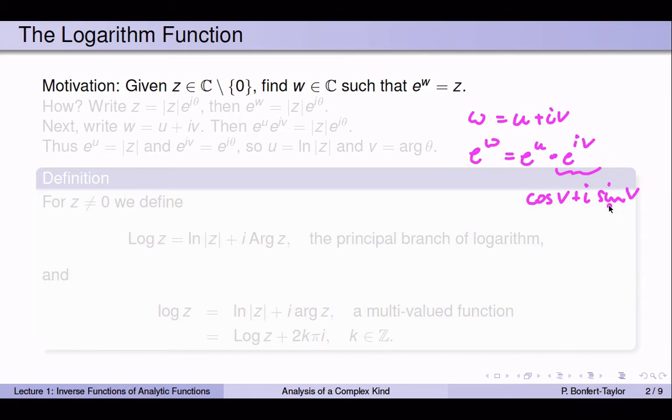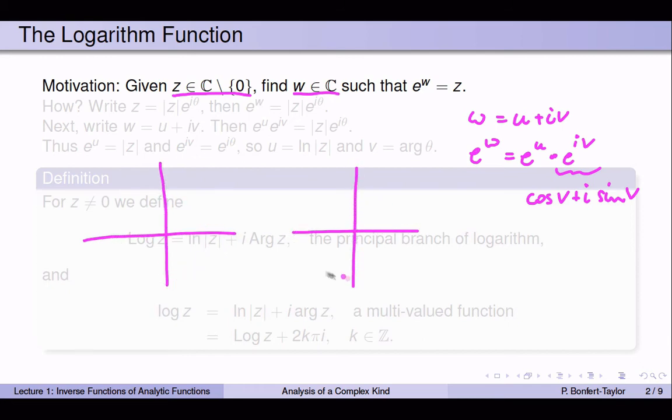So with that in mind, suppose we have the following problem. Given a certain z in the complex plane, not the origin, find a w in the complex plane such that e to the w is equal to z.